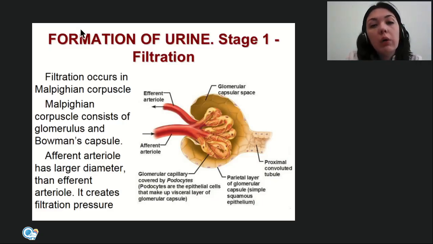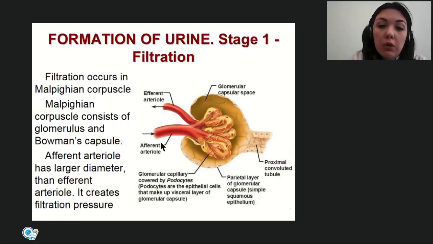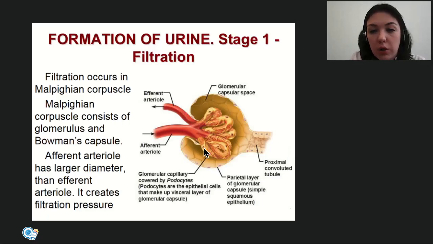Okay, so how is urine formed? There are 3 stages of urine formation, and the first one is filtration. What you have to understand is that urine is formed from the blood. Filtration occurs in the Malpighian corpuscle. The Malpighian corpuscle consists of the glomerulus, a network of capillaries, and Bowman's capsule. The afferent arteriole has a larger diameter than the efferent arteriole, and this creates filtration pressure.